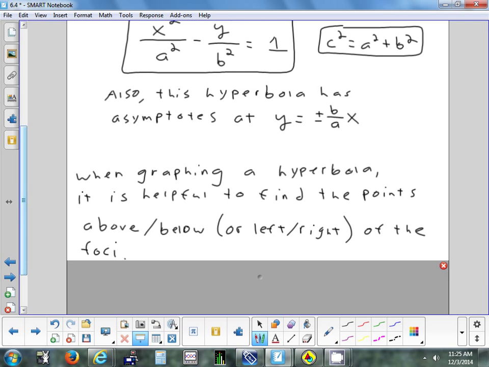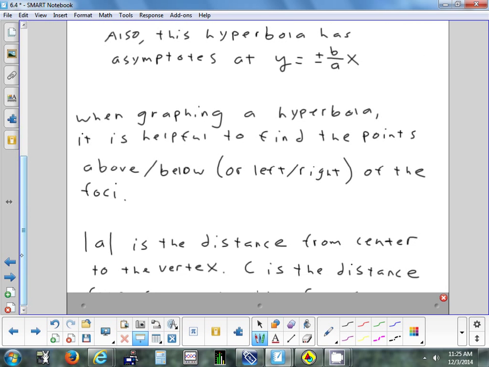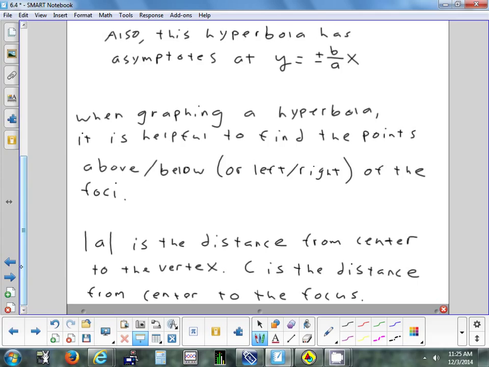That's fine. Don't worry about that stuff. This is important, but if you have your notes from yesterday, you already have that written down. A is the distance from the center to the vertex. C is the distance from the center to the focus. So if you get the notes from an ellipse, it's the same thing. Again, don't worry about the part that's up above it. Any questions on the formula before we try to do a sketch?